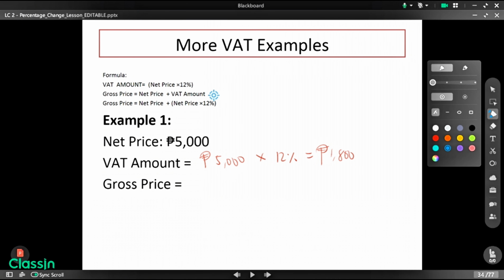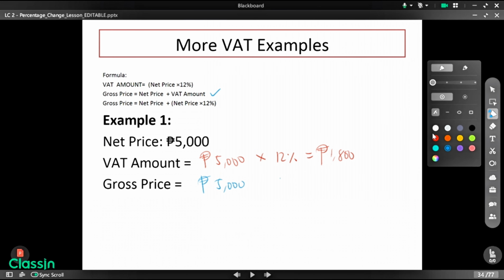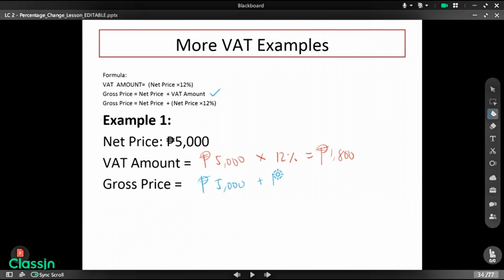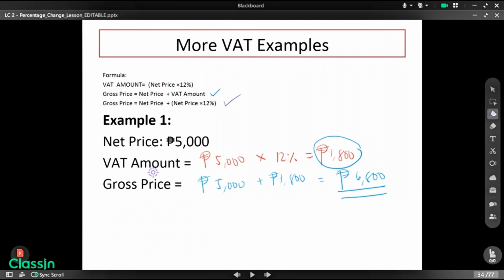Now, let's calculate the gross price. Let's use this formula. 5,000 plus 600, because that is the computed VAT amount. The answer is 5,600. Okay, now it's up to you on what formula you are going to use, or it depends upon the problem. Now let's try the other formula.